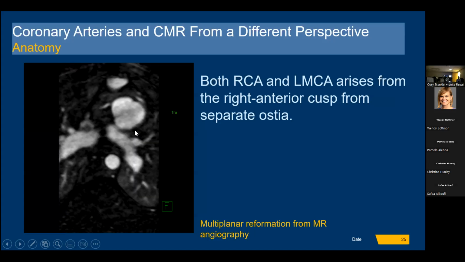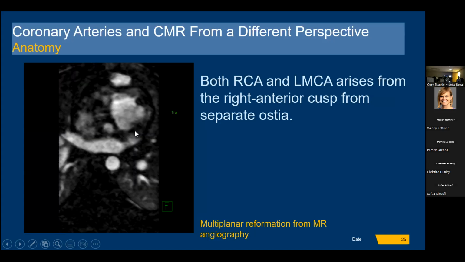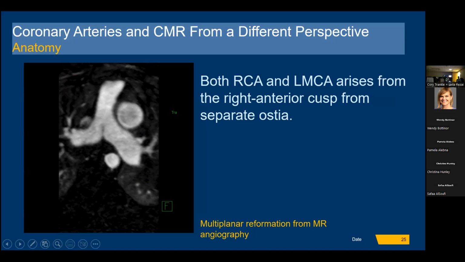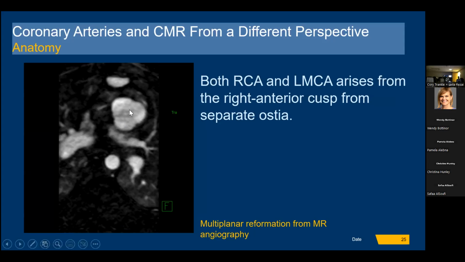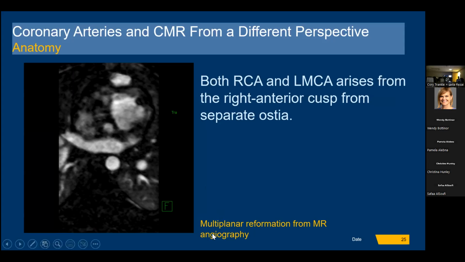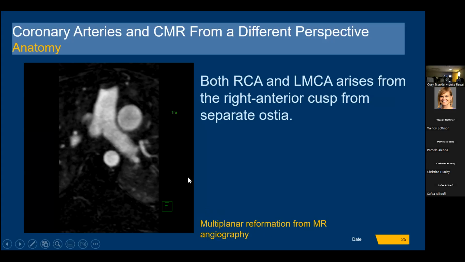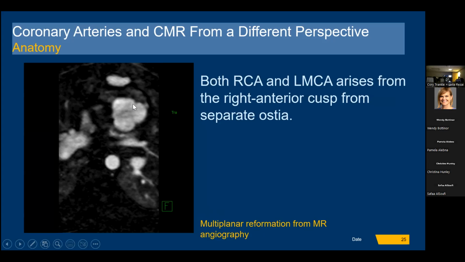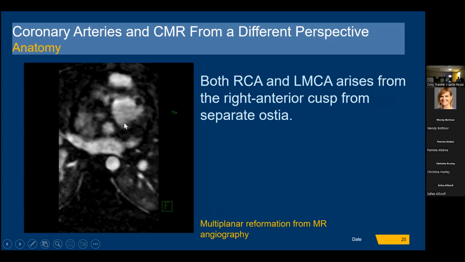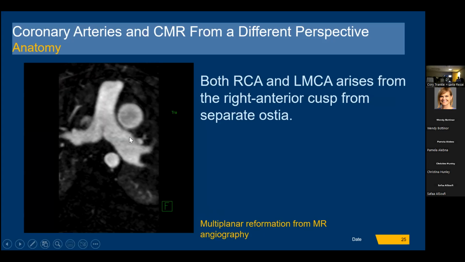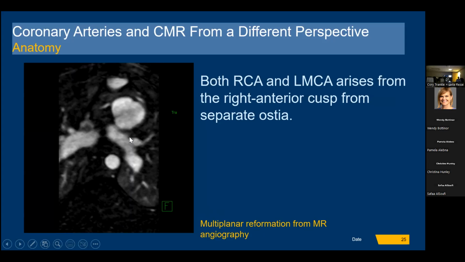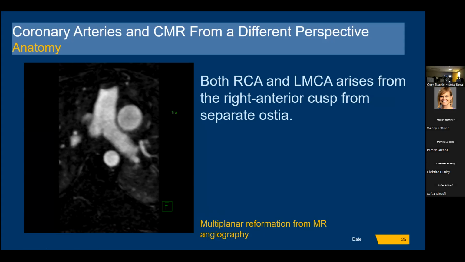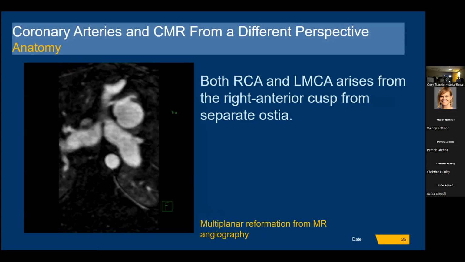Same patient, an MRA with contrast was performed. At times, MRA may not be helpful, but at times it can be helpful. This was nicely reconstructed with multiplanar reformation, MPR, and again, we can see both right and left coronary arteries coming from an anterior cusp. So these two can be helpful if they're done with high resolution and smaller slice thickness.